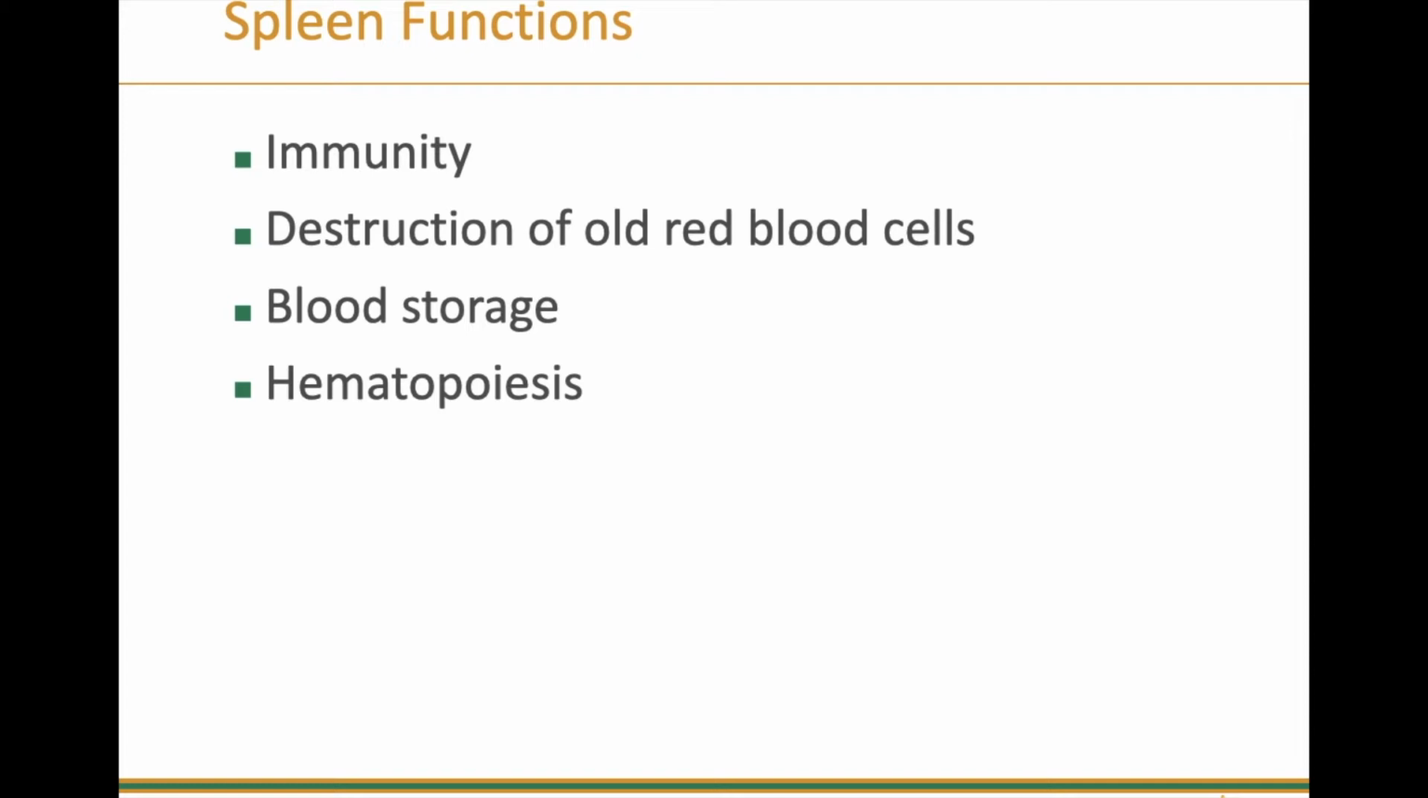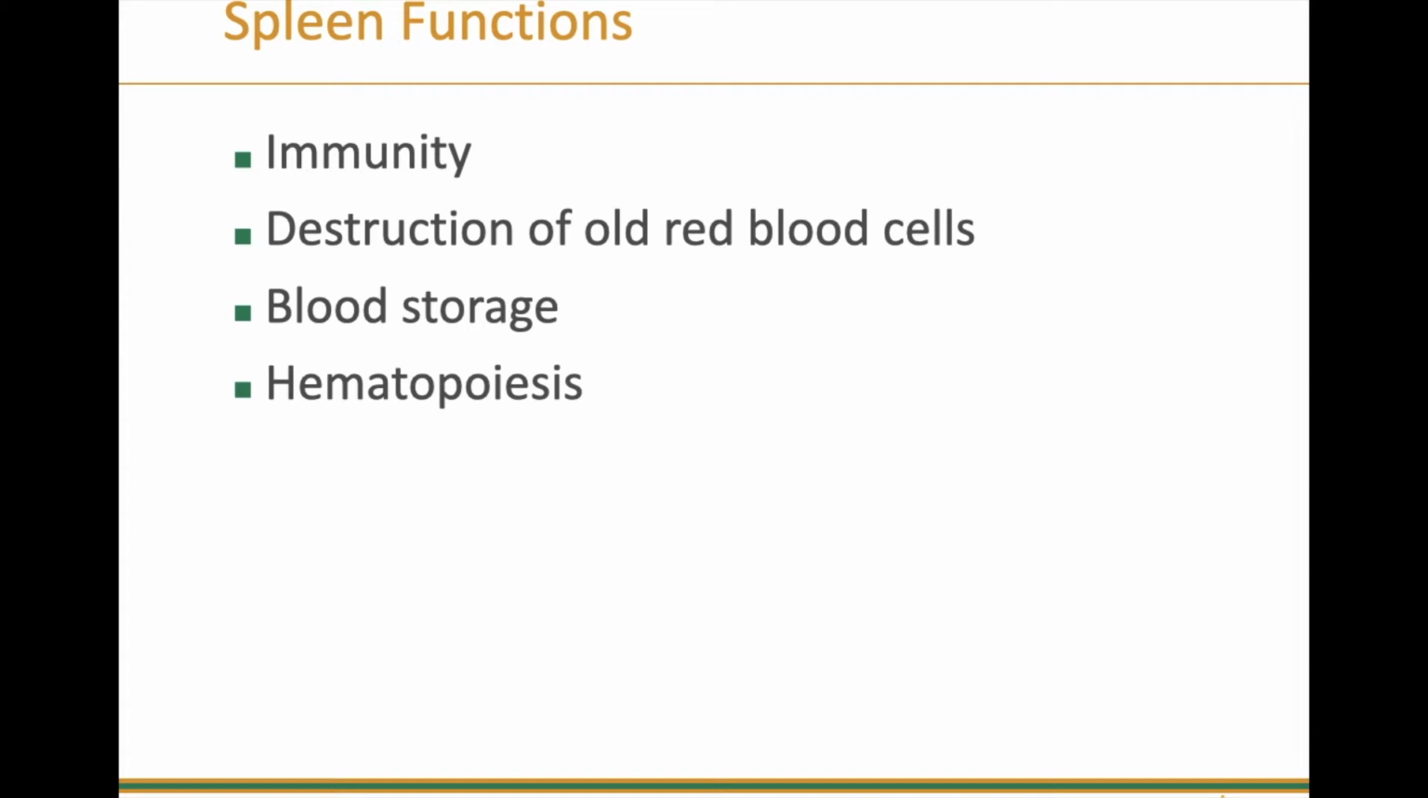So one is immunity. There are a lot of white blood cells in there, and they'll take care of any pathogens in your blood, hopefully. One is the destruction of old red blood cells. So we talked about how those only live about 120 days. And once they get old and non-functional, then the spleen will destroy them and then recycle the parts.